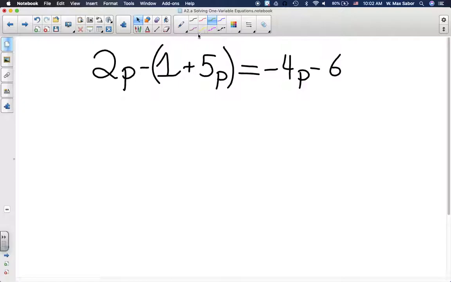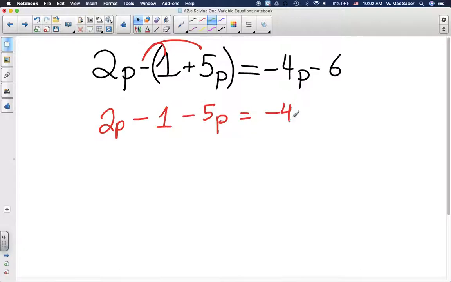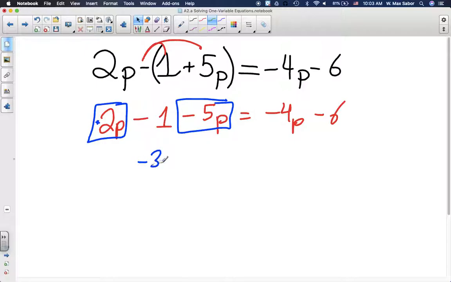Here, remember back to distributive property that when we distribute, we have to distribute that. 2p minus 1 minus 5p equals negative 4p minus 6. We have variables on both sides of the equation, so we'll be combining them somehow. But before we do that, we should combine like terms. Combining like terms is not by adding or subtracting things on both sides. It's just by combining like terms. So realize that we have positive 2, negative 5. That subtracts to negative 3.